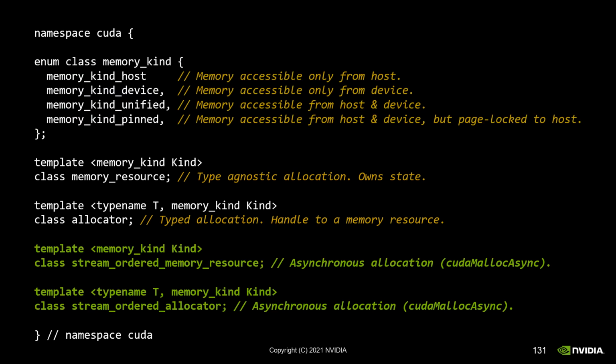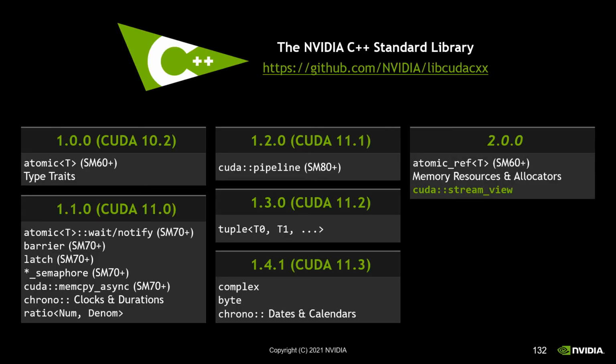We're also adding asynchronous memory resources and allocators that are built using cudaMallocAsync. Because of their asynchronous nature, these facilities will have slightly different interfaces than their standard C++ counterparts. As part of the asynchronous memory resource and allocator API, we're also adding CUDA Stream View. This is our first modern C++ API wrapper for the CUDA runtime. We expect we'll add many more in the future.